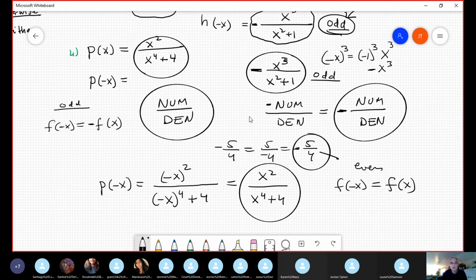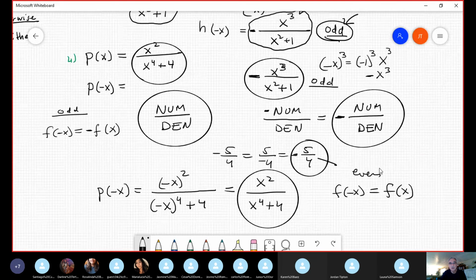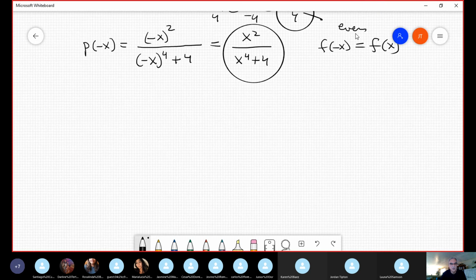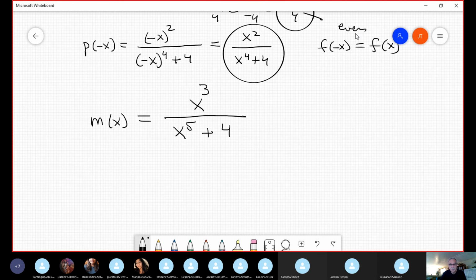And if you contain even and odd exponents, suppose another extra example. Suppose the function m is x cubed or x to the fifth power plus 4. What do you think? Even, odd, or neither? Using your intuition and imagination.